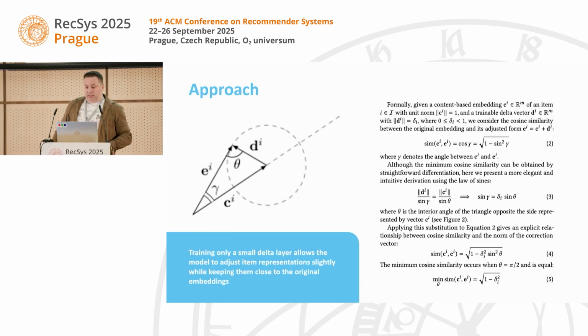More formally, we limit the trainable correction length, it's a D-dimensional vector, to delta. In this case, the minimum cosine similarity will be no less than the square root of 1 minus delta squared. This balance lets us combine both content and collaborative signals, especially for new items. The adjustment is controlled by a single hyperparameter which bounds the correction norm. And you see that in this case, the new corrected vector E is not so far from the original vector C.